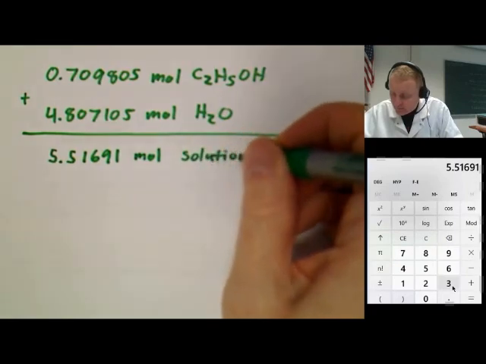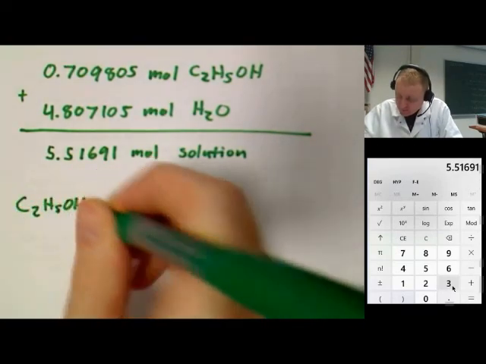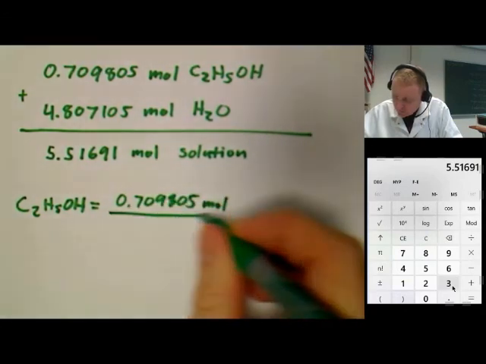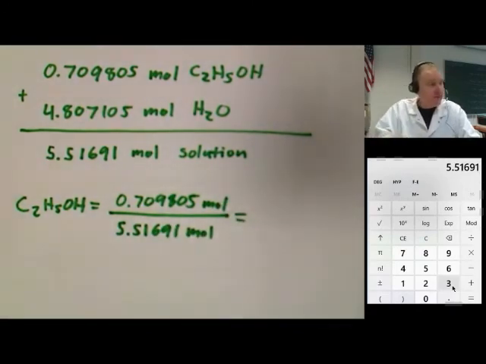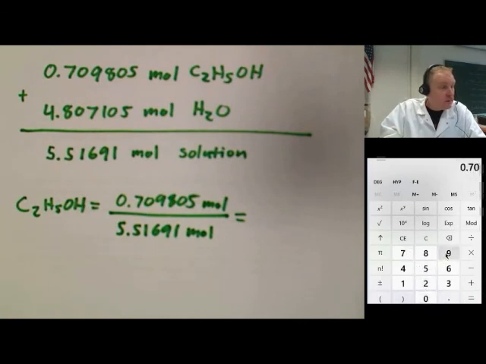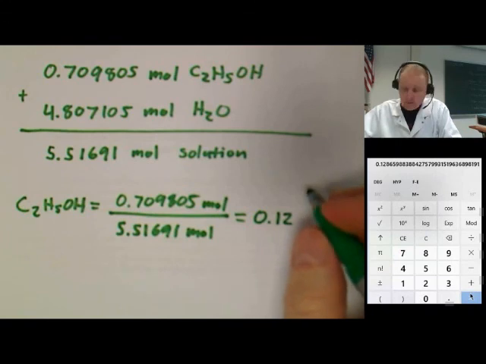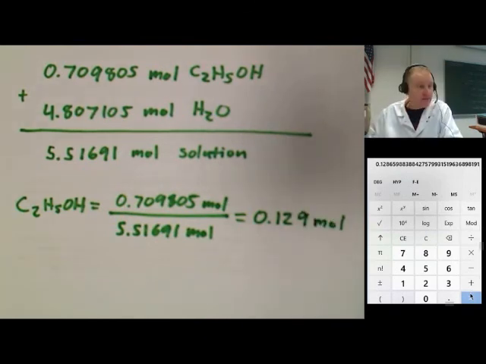That's our solution. So our mole fraction for ethanol, C2H5OH, is equal to 0.709805 moles over the total, 5.51691 moles. So let's do that. 0.709805 divided by 5.51691. So I've got 0.12, and I'm going to answer this with 3 sig figs, so that 8 is going to round up, so I'm going to put a 9 here. That's our mole fraction for the ethanol.